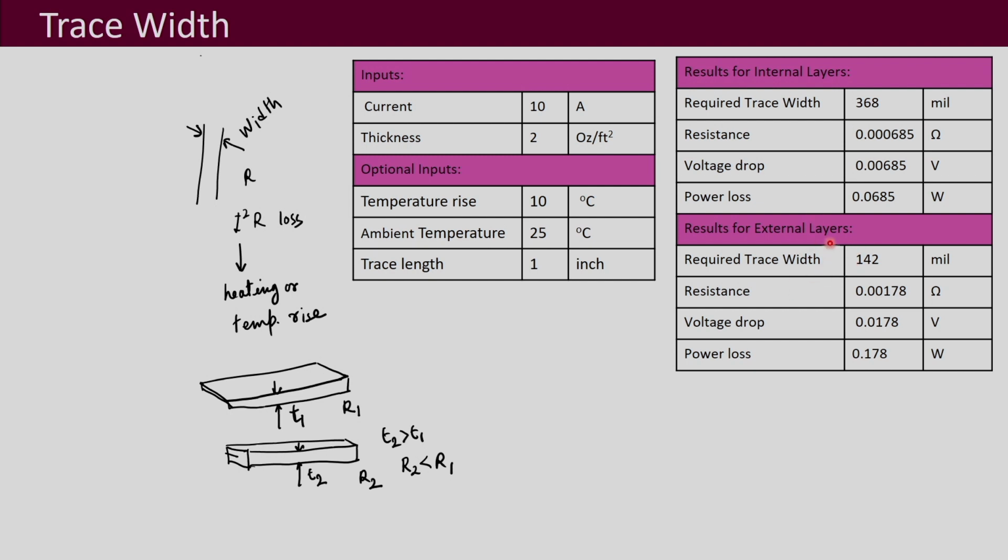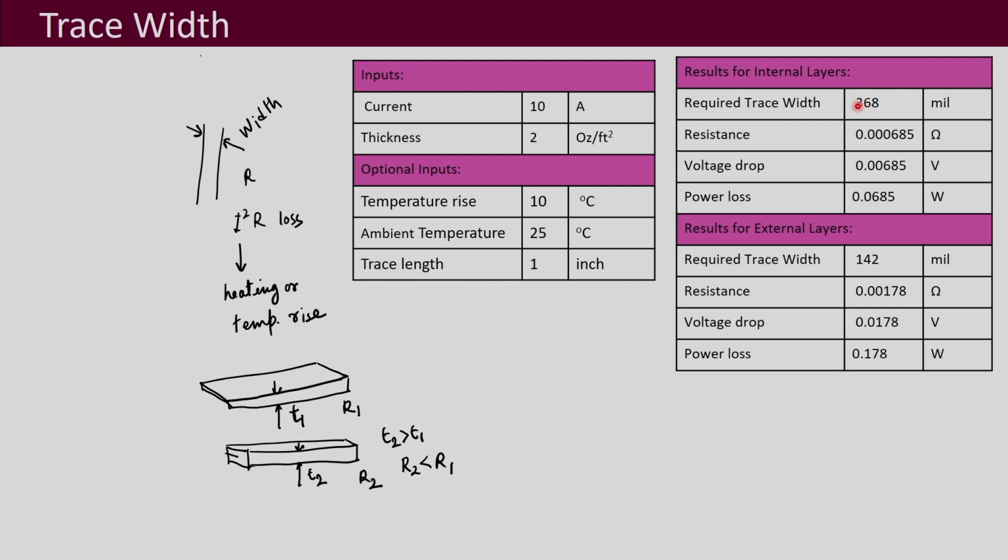And if this has to pass through external layers, that means your outer layers, this is what you are going to get. So what you see here, to route the same thing on the outer layers, the width is much lesser. Here it is 142, and for inner layers it is 368.